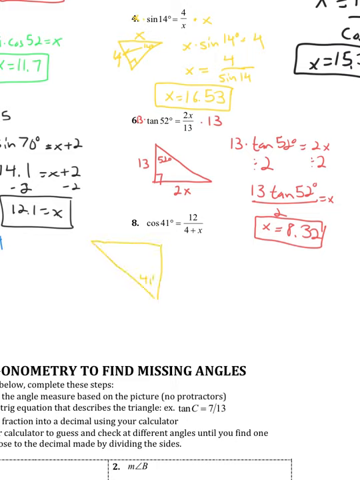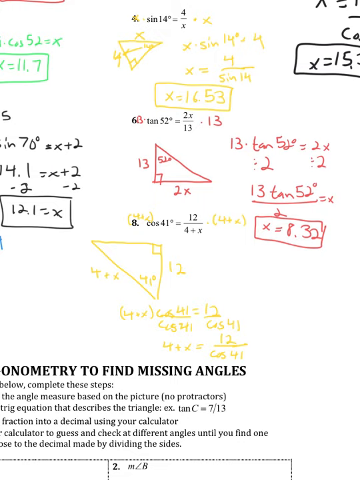So I draw a 41 degree angle, cosine is going to be 12. And then the hypotenuse is 4 plus x. I can multiply 4 plus x to both sides. So I get 4 plus x times cosine of 41 equals 12. Divide both sides by cosine of 41. And I get 4 plus x equals 12 over cosine of 41.